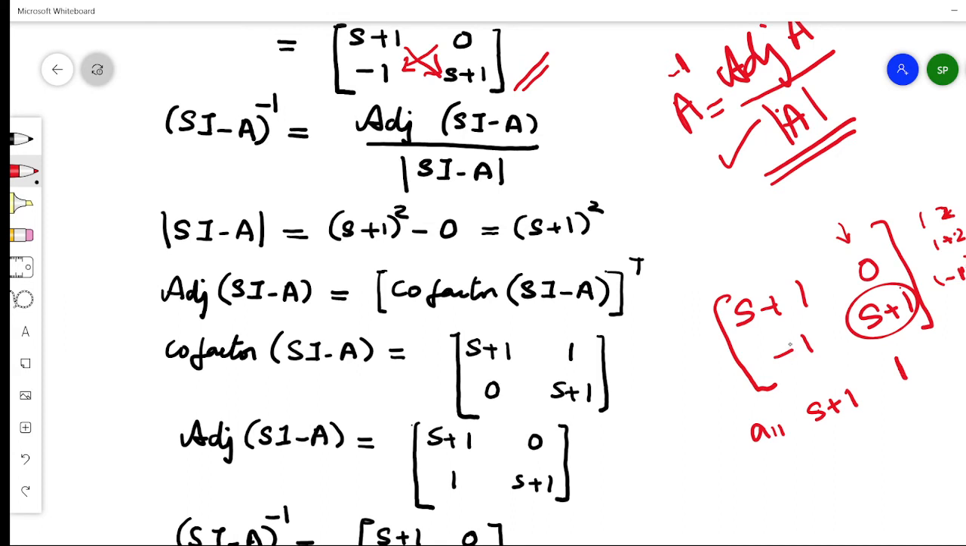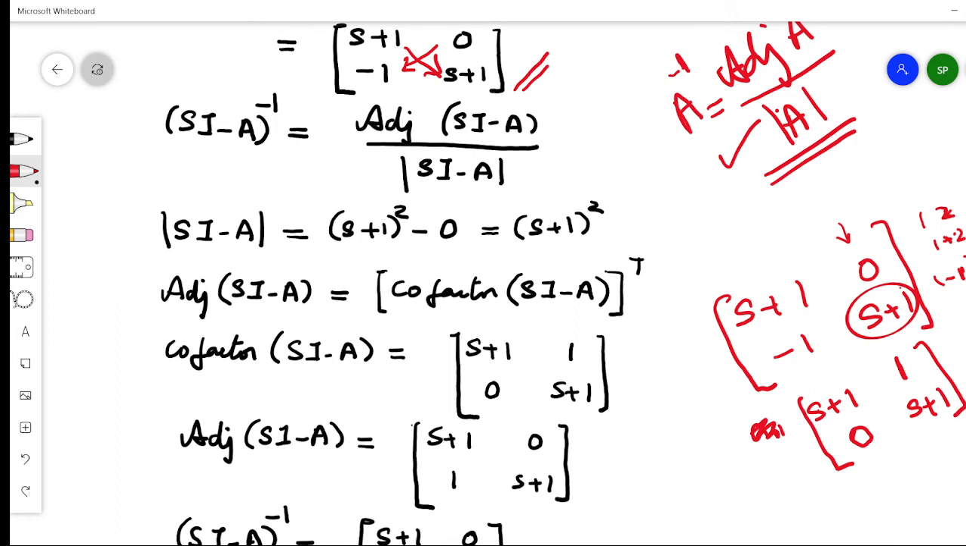So here now when you come here, you remove the second row and first column, and you'll be getting it as 0 0. There is no sign. The last one is the second row, second column. The element is s plus 1. Second row, second column is 2 plus 2. It's an even number. So minus 1 raised to 4, you will be getting a positive value. So the value is s plus 1. So here this is our cofactor matrix.